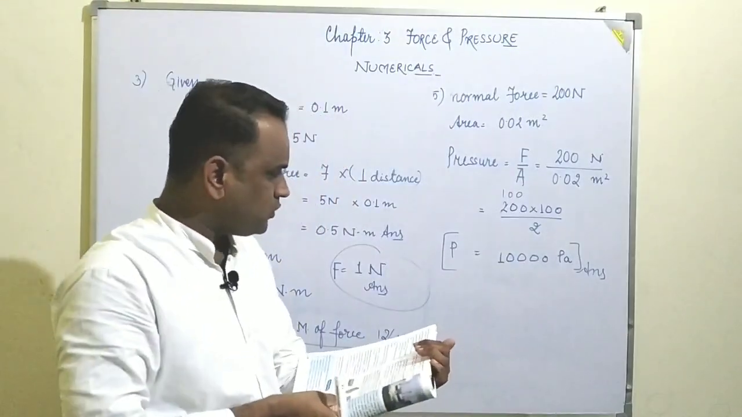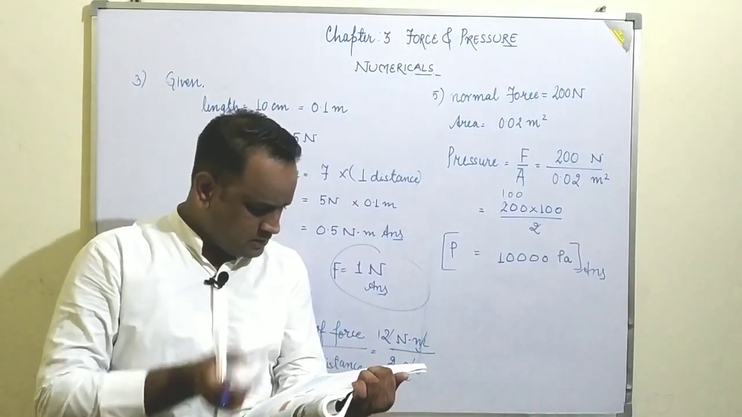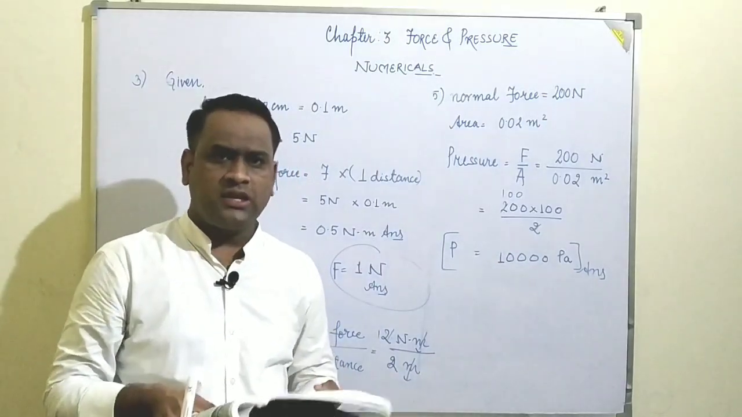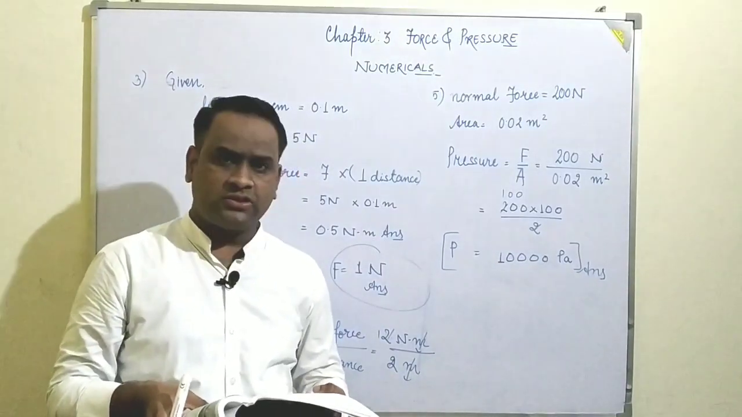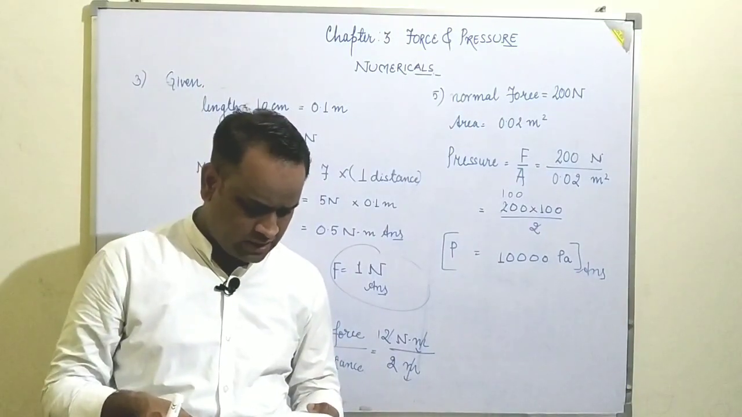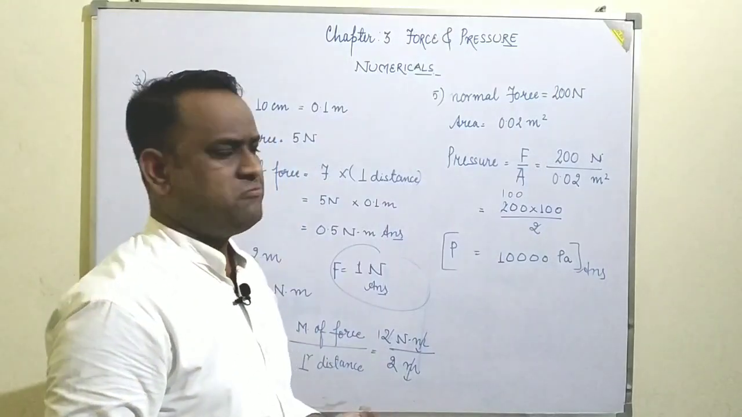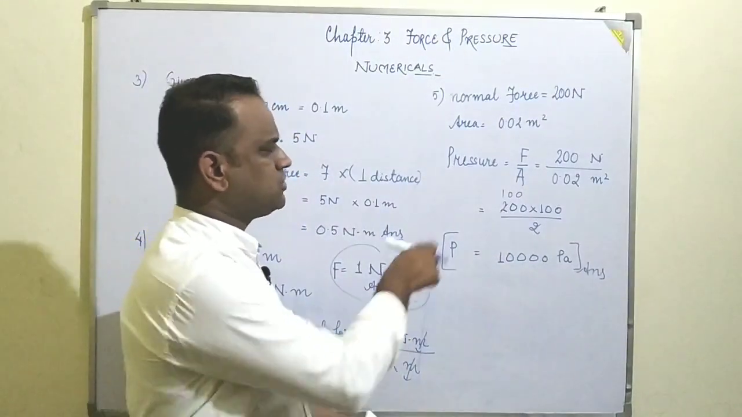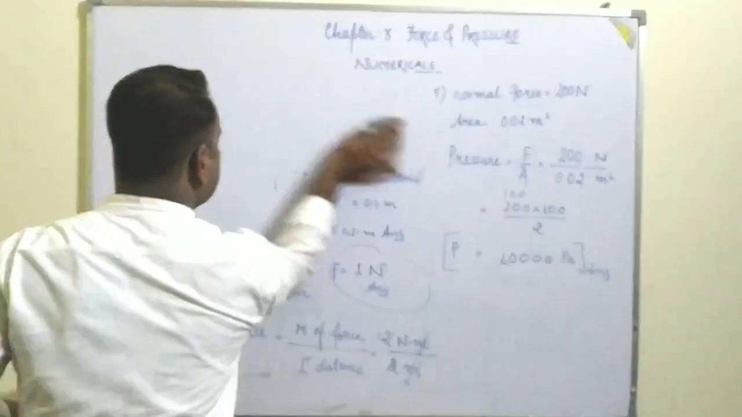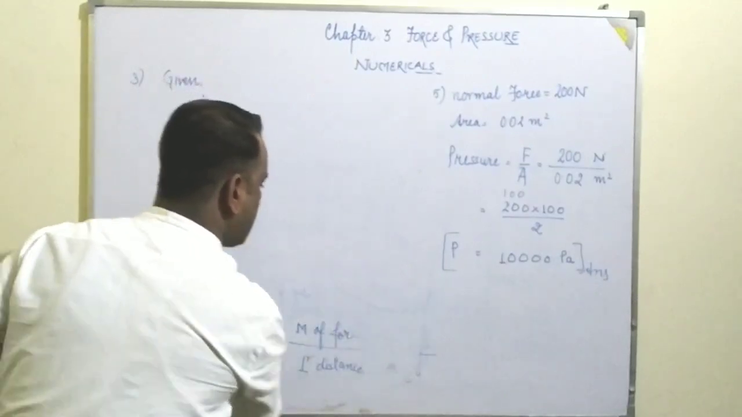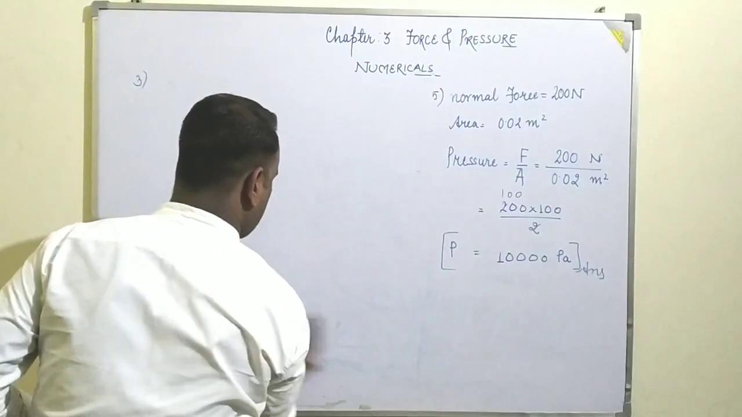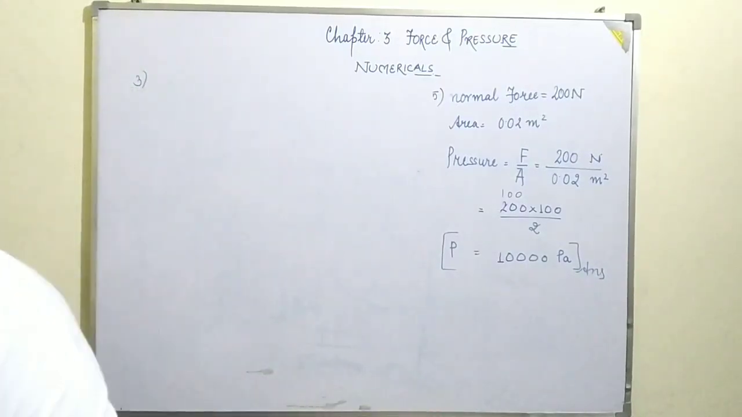Now moving towards the next question. Question number 6 says: find the thrust required to exert a pressure of 50,000 Pascal on the area of 0.05 meter square. Similarly to the previous question, there are three quantities. If some quantities are known, then we can easily find out the value of the unknown quantity.